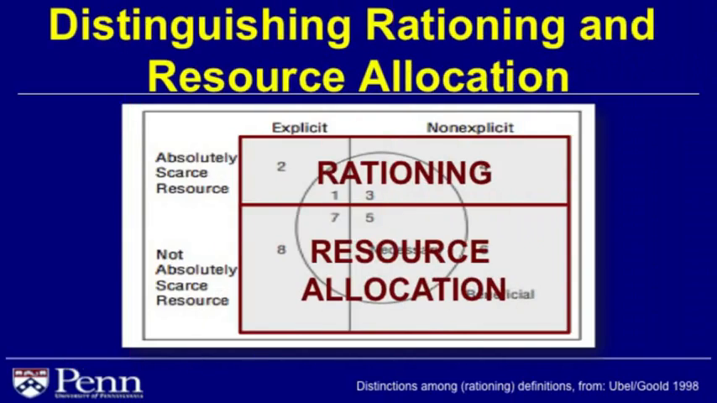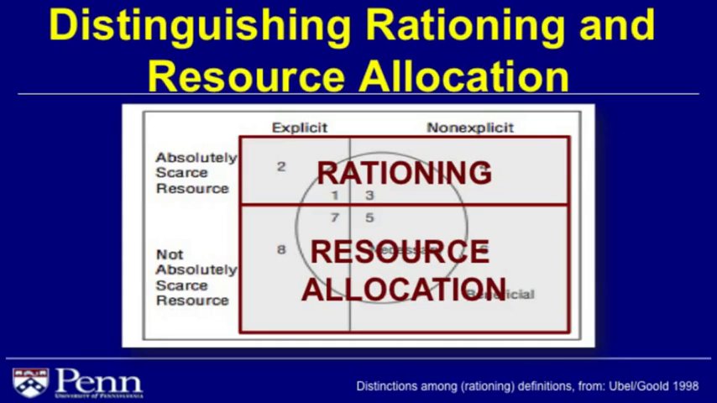Some people have tried to put this into a graphic form. This is Peter Ubel and Susan Gould, and they have this multidimensional graph. At the top, on the y-axis, is absolute scarce resources, so limited number of resources, and the bottom is not absolutely scarce resources, but limited costs. And then there's implicit and explicit criteria, and finally they draw this circle that shows necessary services.